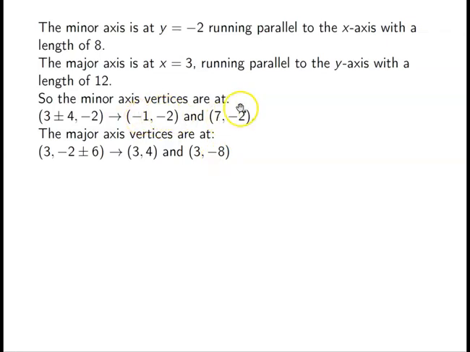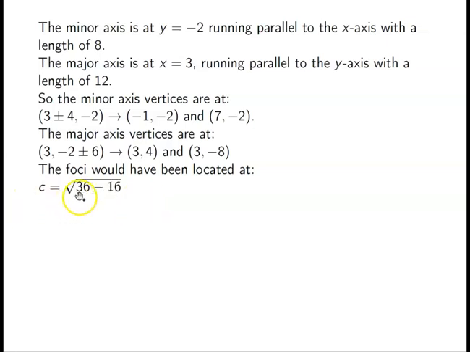Okay, so now I have the endpoints for the short axis, the minor axis. I've got the endpoints, the vertices, for the major axis. And so the only thing that I really need now is to find the foci. I use my c squared equals a squared minus b squared. So the foci are at the square root of 36 minus 16, which is 2 root 5. And so I know that it would have been here on the y-axis, up and down, but I've been shifted.